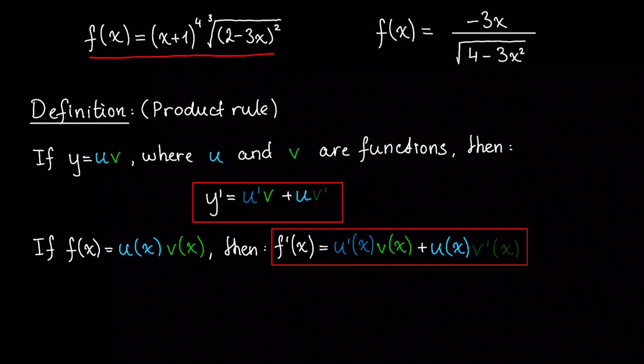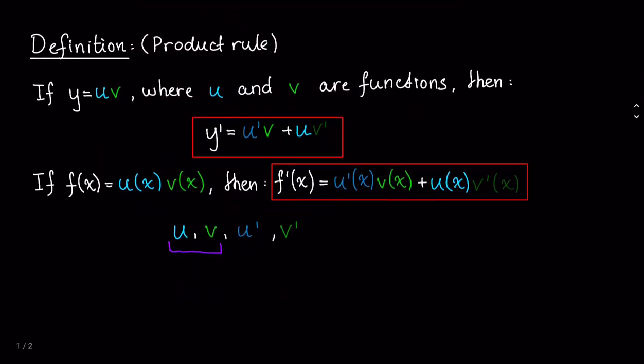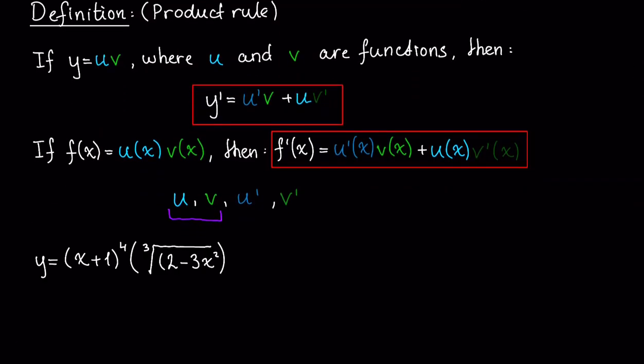This basically means that in order to find the derivative of y, or f of x, we need four things. We need u, we need v, u prime, and v prime. Now the funny thing here is u and v are actually always already given. All we need to find is u prime and v prime. So let's go ahead and take a look at our example.